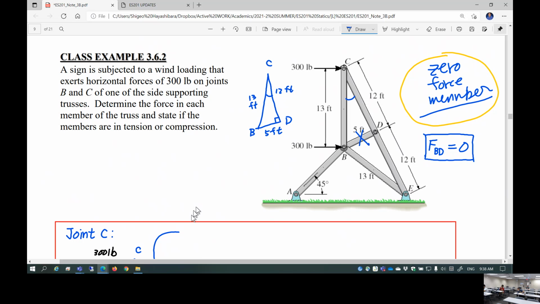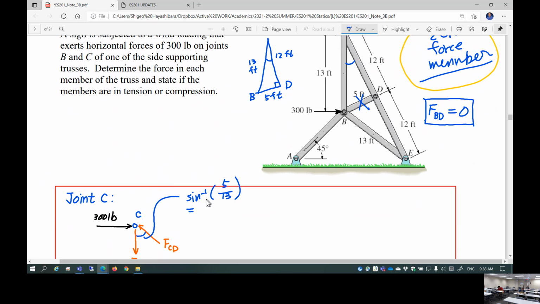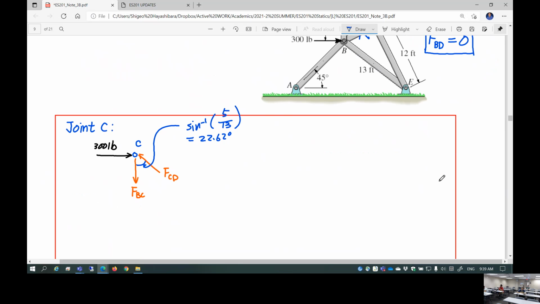This is 90 degrees, so you're going to take the inverse of sine or cosine or tangent. Since this angle is here, I would take either cosine or sine. Let's just take inverse sine of 5/13, or inverse cosine of 12/13. Either way, it's fine. What's the angle? 22.62 degrees. Great. This is important information to begin with.